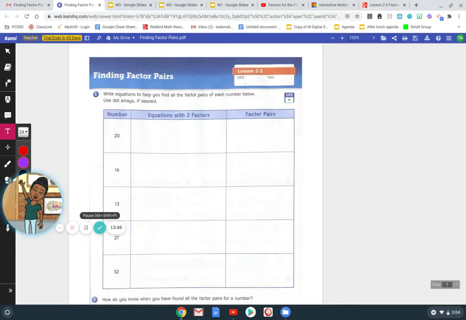Now let's put our knowledge to work. We are going to write equations to help you find all the factor pairs of each number below. You can use dot arrays if you'd like. Let's go ahead and start with number 20. Well, we're going to multiply 1 times 20. So we're going to start with 1 and 20. It may be better to use scratch paper for this, and then you can just write the equation.